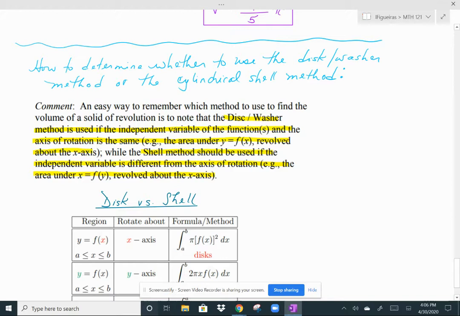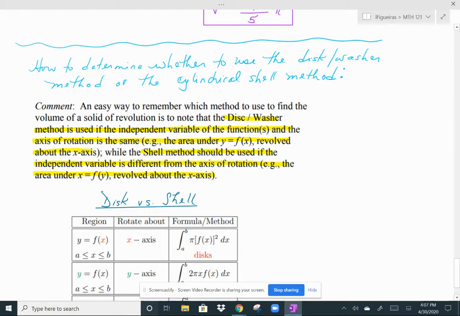So an easy way to remember which method to use to find the volume of a solid of revolution is to note that the disk washer method is used if the independent variable of the function or functions and the axis of rotation is the same. So for example, if you're rotating y equals f of x around the x-axis, in that case, your function is defined in terms of x, and you're rotating around the x-axis. So then disk washer method would make sense.